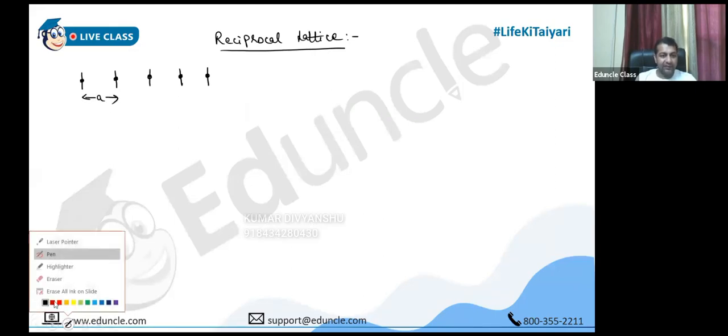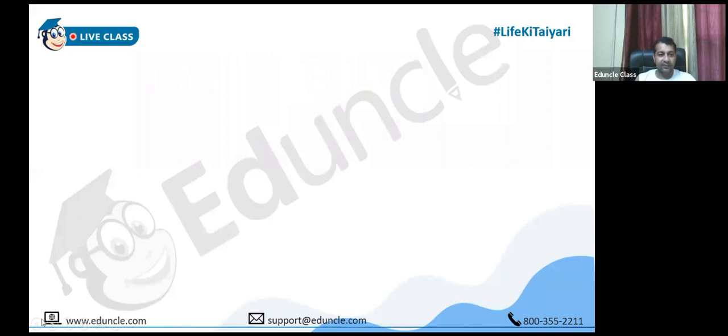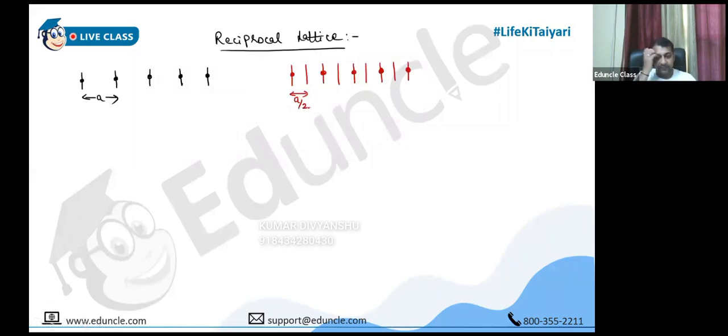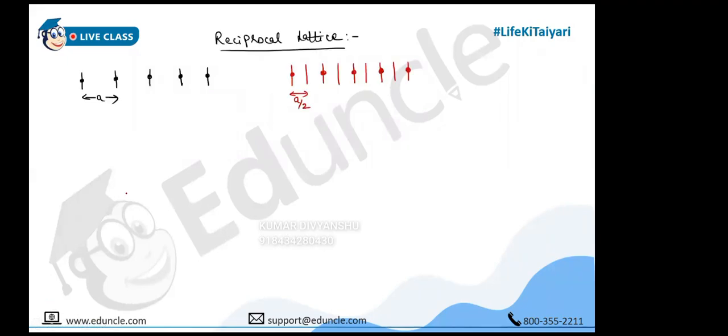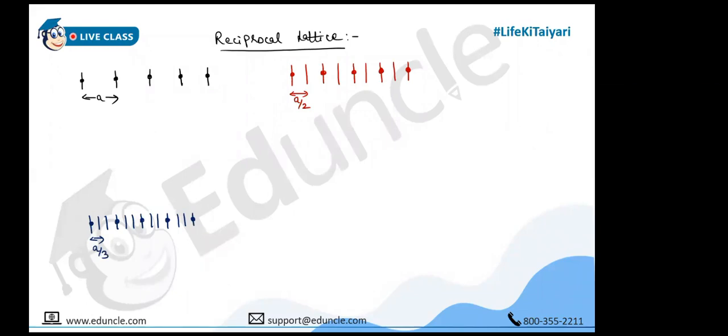Then there is another set of planes like this. There is one additional between the earlier present atoms. Are you able to understand this diagram? Now this spacing is A by 2. And similarly, we can go for this one. There will be 2 in between the given one. Then what will be this distance? This will be A by 3. So we have divided the available distance into 3 parts.